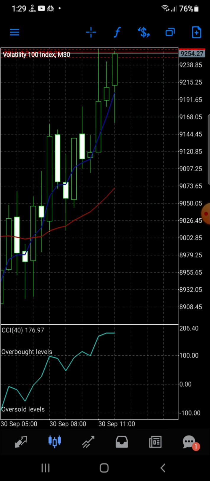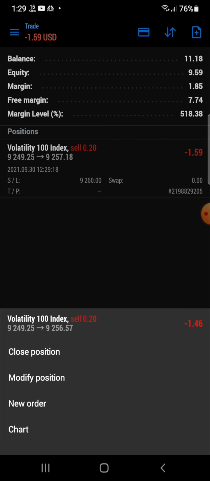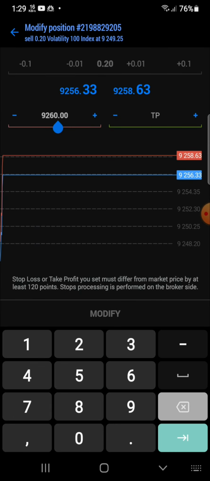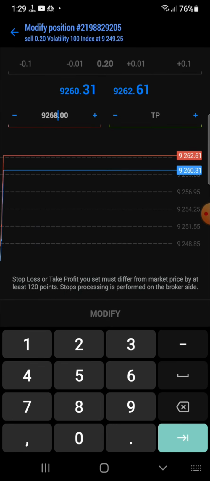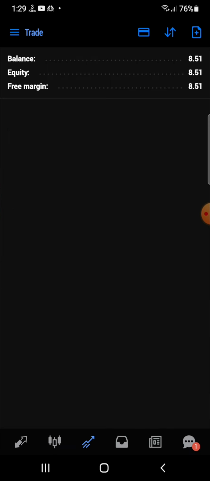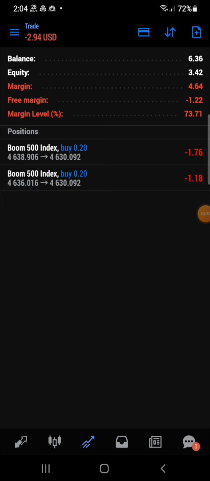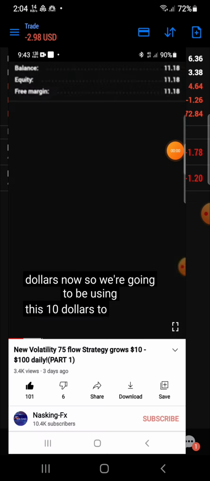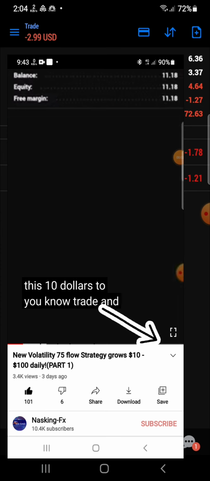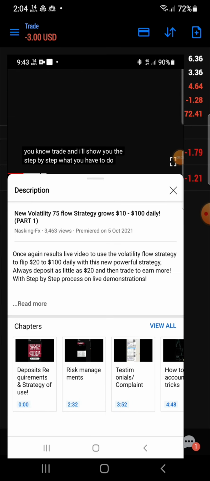I'm just doing a quick recap. This is just a voiceover of how I was able to look for entries. We've got a Volatility 100 Index opportunity, and went ahead to set the stop loss. I've already made a video on how to set stop loss, so just make sure you check the description and you'll see all you need.